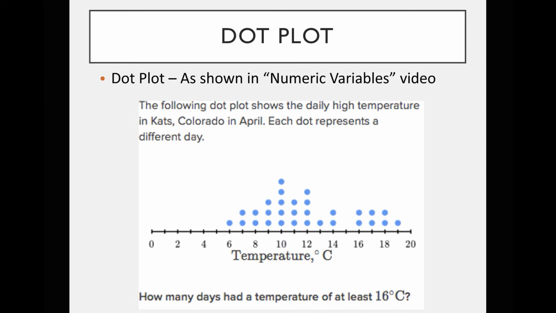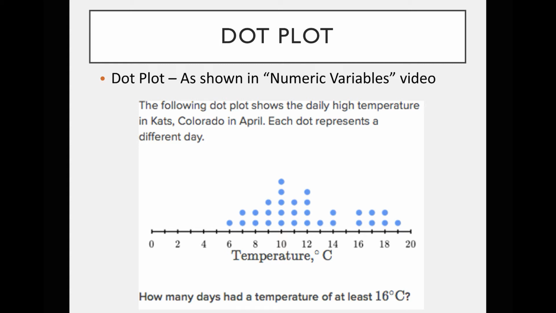Now this is a dot plot, which we've talked about before, and as you saw in the numeric variables video. With this plot, we just have the x-axis along the bottom, the horizontal axis, and in this case, we're displaying a range of temperatures, daily high temperatures in Katz, Colorado in April. And each dot on this plot represents the high temperature for one day in April in Katz, Colorado.